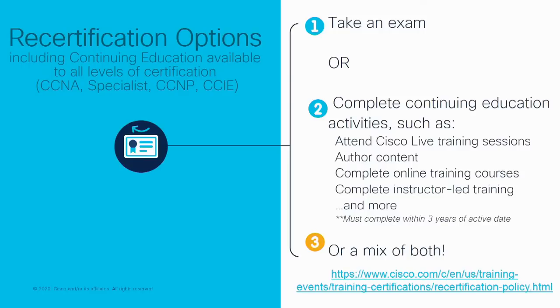You can do it that way, but you can also complete what we call continuing education credits. And there are different activities that you can take to complete that. You can attend a Cisco Live training session, live or virtual. You can author content, complete online training courses like the ones that I just mentioned, or complete instructor-led training. Now, you need to complete that within 3 years of the date that you do that kind of activity, but it's a great opportunity that's offered to everybody at any level of certification, and you can mix those up as well.